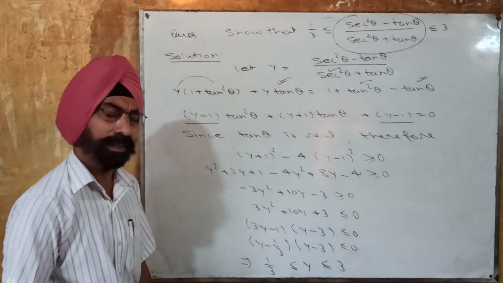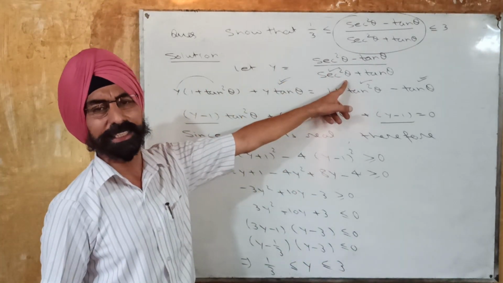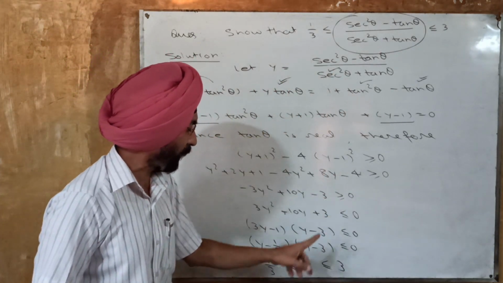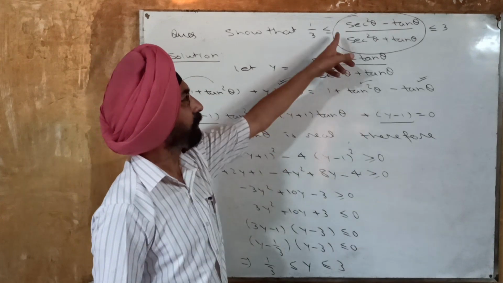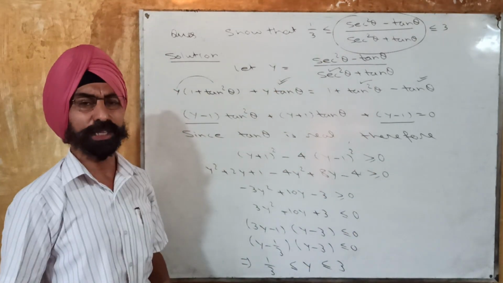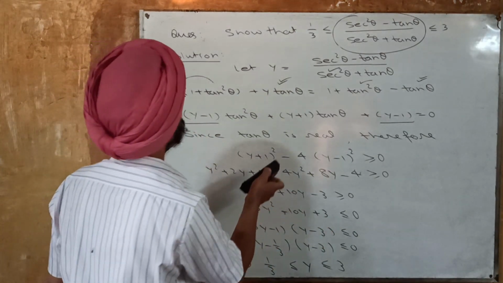And what is your y? Your y is here secant square theta minus tan theta upon secant square theta plus tan theta. Substituting the value of y here, you will find the result to be obtained. So it was another tricky question from trigonometry, and we are having more questions today.